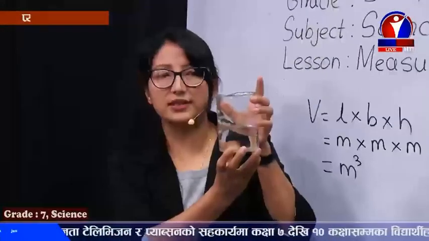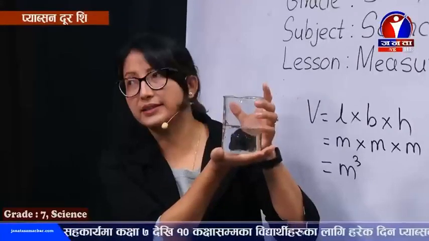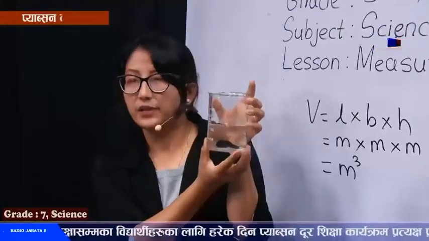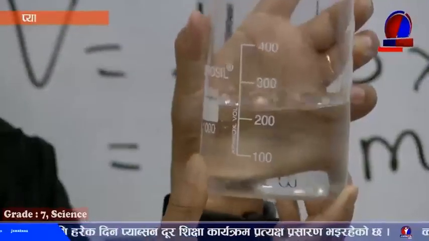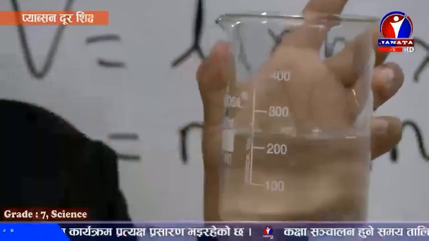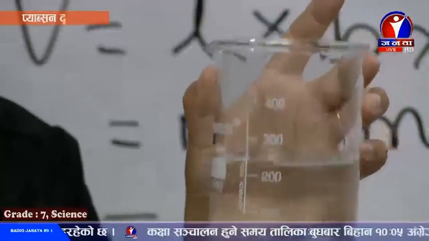Most probably you are seeing it here. We are going to learn the correct ways of measuring. You can see over here, it's in between 200 and 300. Now I cannot say exactly how much it is right now, because we have to keep it in a stable position to measure it, and our eye level should be straight to the level of the water. The ways we are going to discuss again.